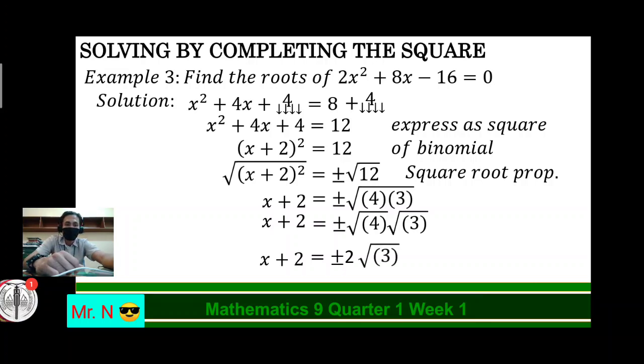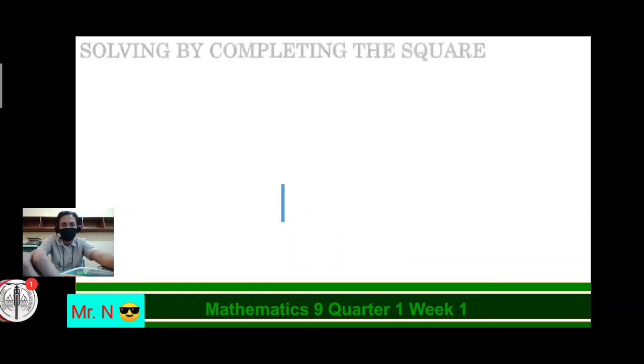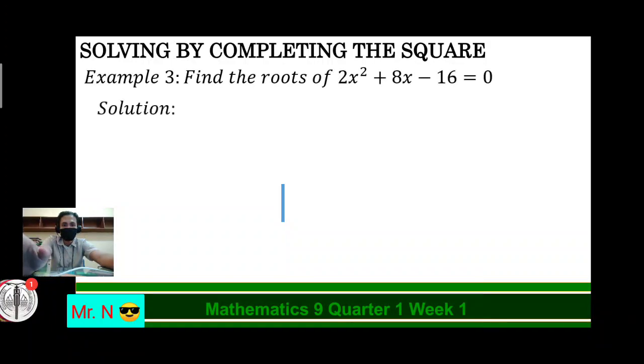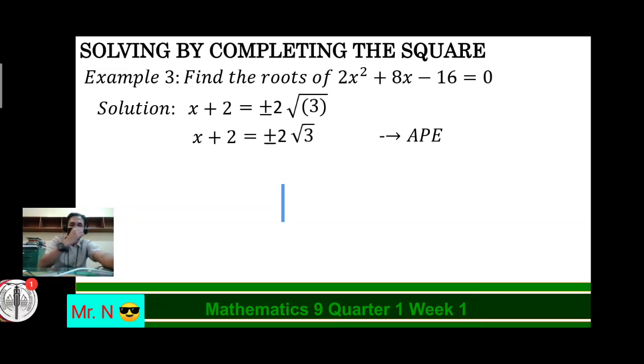So now we have x plus 2 is equal to positive or negative 2 square root of 3. Okay? And now, let's find the value of x. We need only x left on the left side, and to do that, we just need to remove 2 on the left. To remove that, we're going to use the addition property of equality. We're going to add the opposite of 2 on the left side, and that is negative 2. And since you add negative 2 on the left, you also need to add it on the right. So, negative 2. Now simplify by combining like terms.